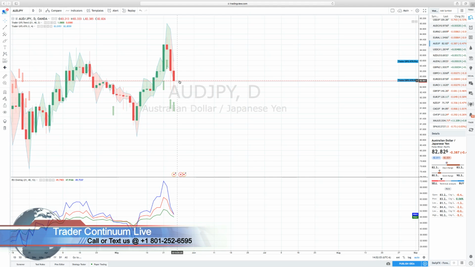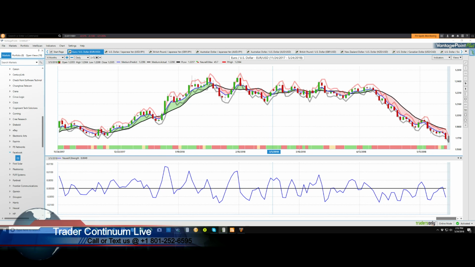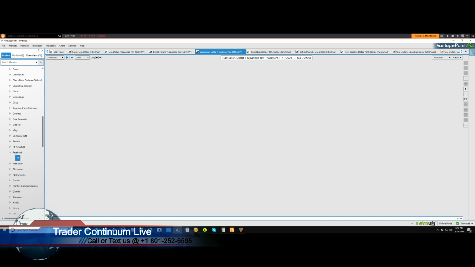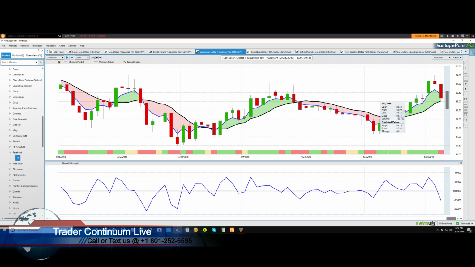Now let's look back at the VantagePoint. Hold on, let me minimize that thing. All right, let's look back at VantagePoint. There we go. Okay. Now we want the Australian dollar, Japanese yen. Okay. We are making a brand new low over here, but we are actually much, much higher than we were over here.